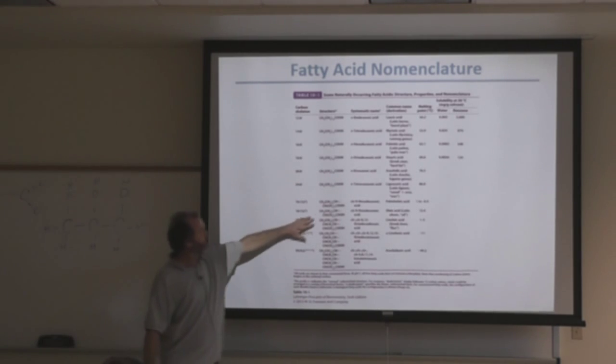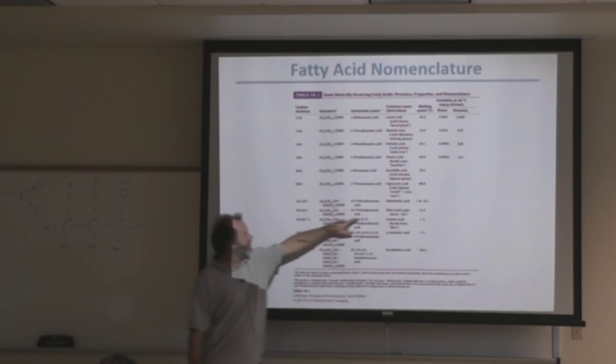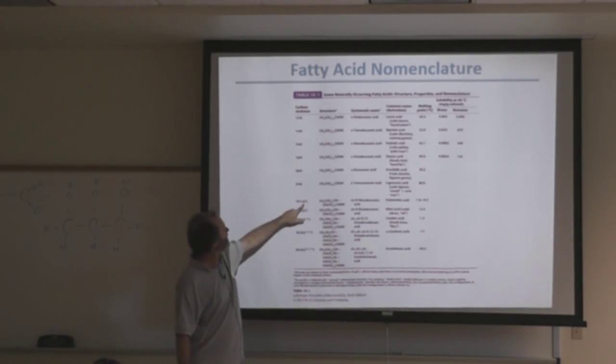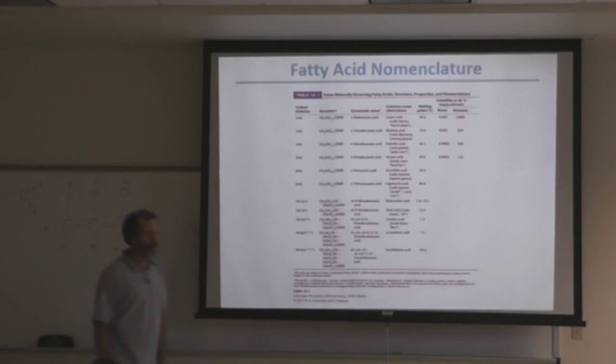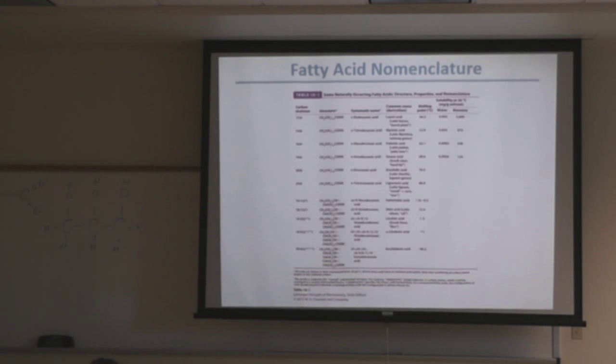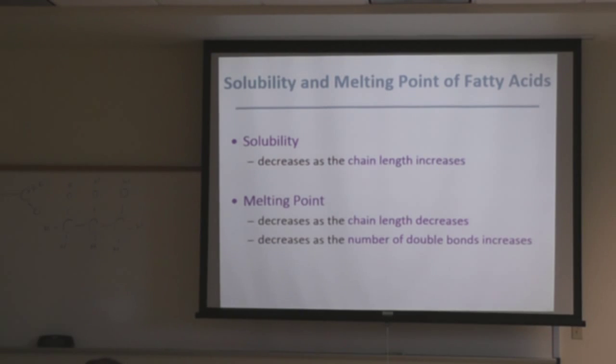And then you get the unsaturated palmitoleic acid, and it looks like delta 9, I can't read that, but 16 carbons and 1 double bond, so it's delta 9. So solubility decreases as the chain length increases. And then, why is that?